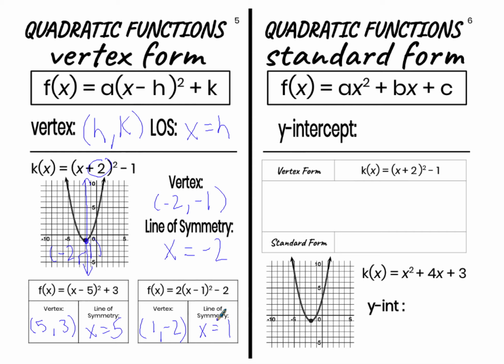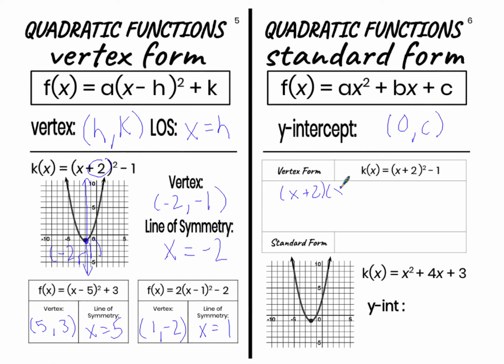To find the y-intercept from vertex form, you would need to convert into standard form, because when we have our function in standard form, the y-intercept is just given by that constant. This k value is not the y-intercept, and in order to find the y-intercept from vertex form, you would need to convert from vertex form into standard form.